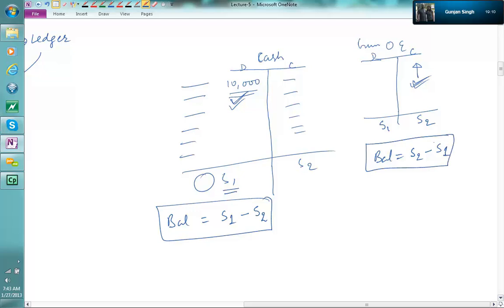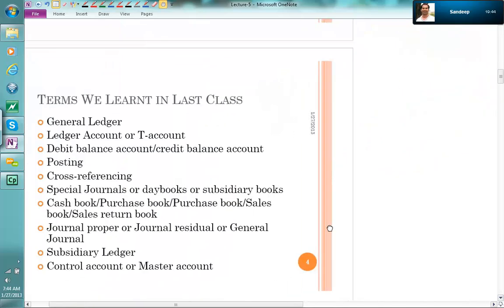So is it a credit balance account or a debit balance account? It will now be a credit balance. So all the liabilities and all the owner's equity accounts are credit balance accounts. Similarly, if you look at all the assets, all of them are debit balance, or we can also say left balance accounts. Is it clear to you? Yes. Any other doubt? No. Okay.